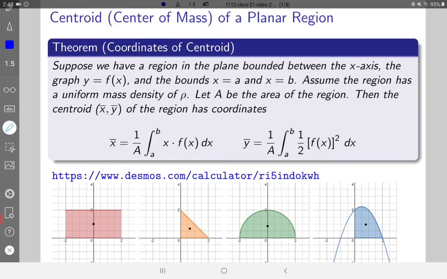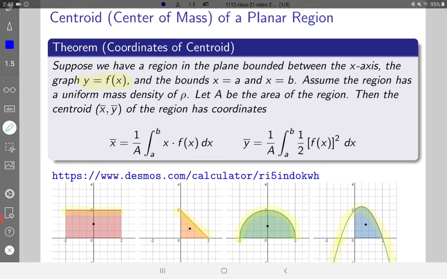So again, here are those formulas that we found. If I have a region in the plane bounded between the x-axis and the graph of some function, y equals f of x, so in the rectangle example, that's going to be the top line. For the triangle, it's that one. For the semicircle, it's that one. For the parabola, it's going to be that graph.